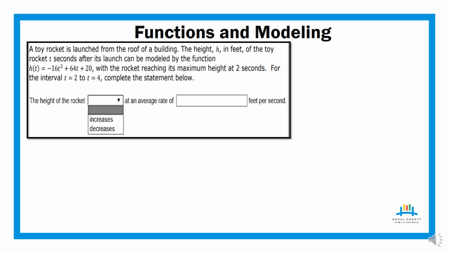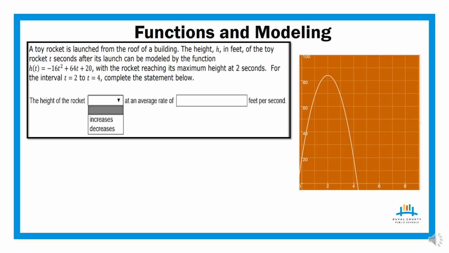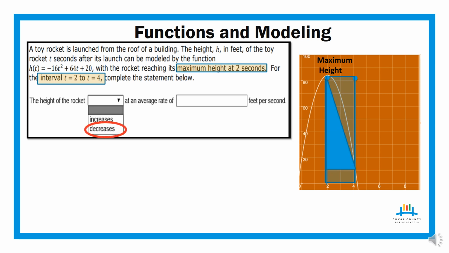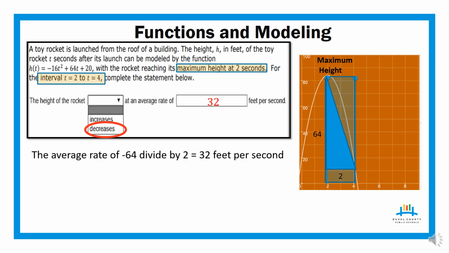From the problem, we know that at 2 seconds, the rocket is reaching its maximum height. We are asked to look at the interval between t equals 2 and t equals 4. From the interval 2 to 4, we see that the rocket's height is decreasing. To find the average rate of speed, we can use the slope triangle, which has a rise of 64 feet, which we will divide by a run of 2 feet to get 32 feet per second. So our average rate of speed is 32 feet per second.